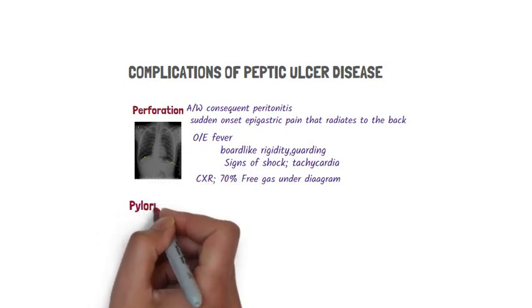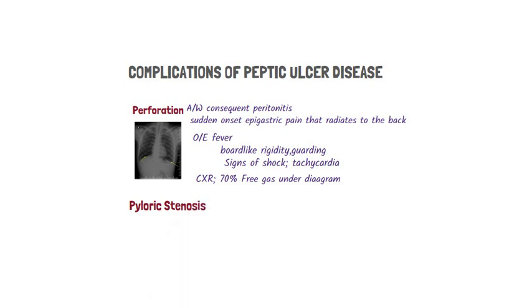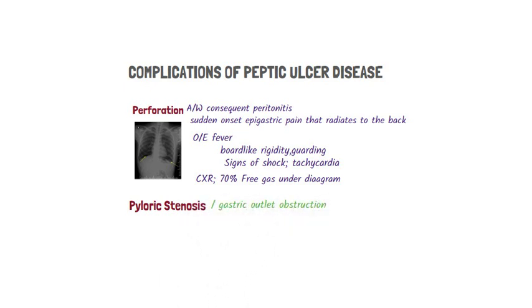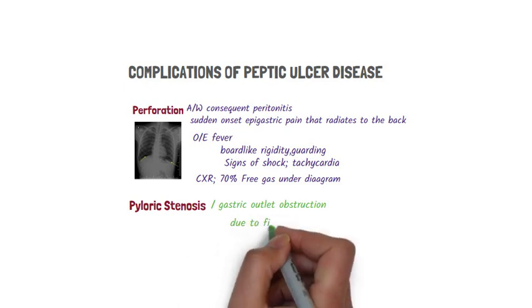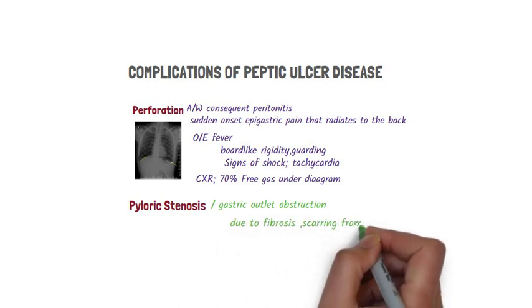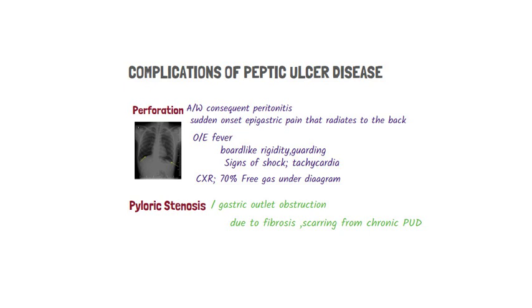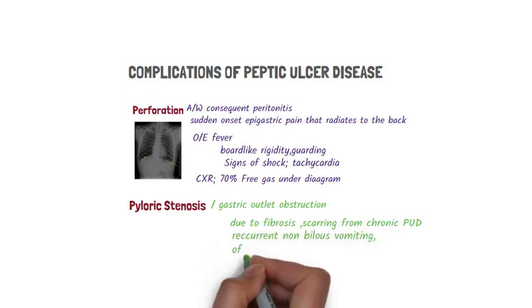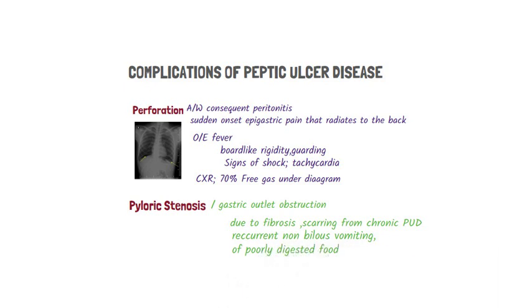The next P is pyloric stenosis, or you can say gastric outlet obstruction. This occurs due to the fibrosis and the scarring of the pylorus due to chronic PUD, and the patient may present with recurrent non-bilious vomiting of poorly digested food, and the patient will have a metabolic abnormality of hypochloremia, hypokalemia, and metabolic alkalosis.